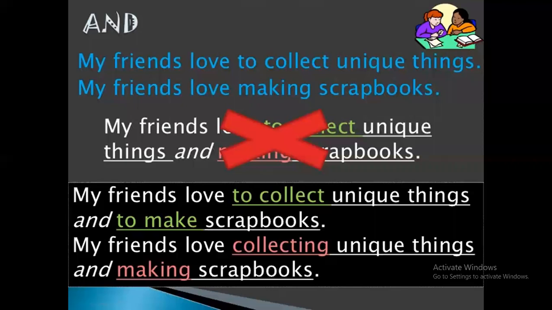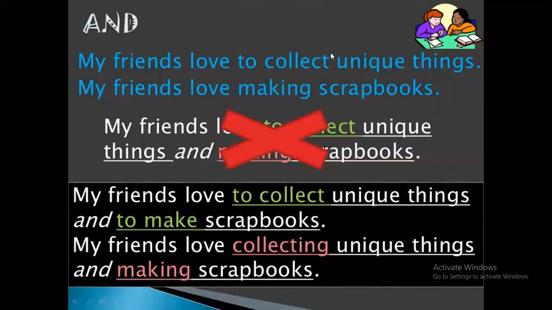Okay. You cannot use to collect here and making here. You either have to use to collect and to make in both the clauses, or you use collecting and making in both the clauses. So this is how you join. Sometimes you are given an exercise or a question in the exam that says join these sentences using appropriate conjunctions. And this is also given to test whether you know this rule or not.